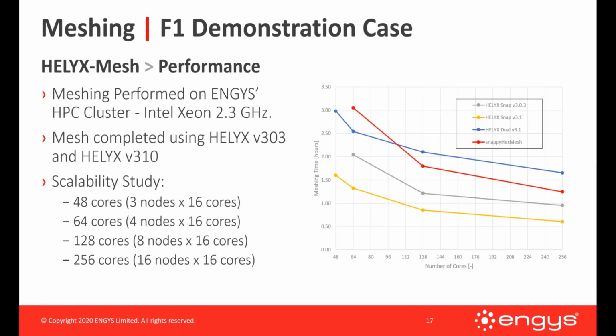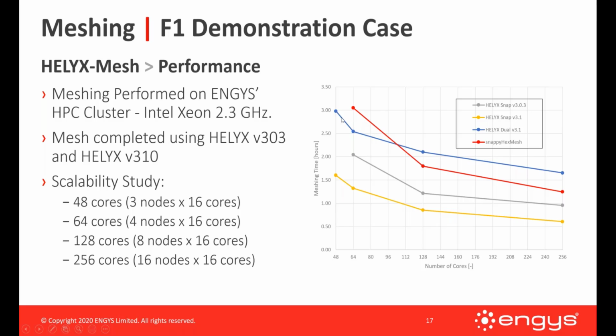So comparing overall performance, this was done on ENGYS's cluster of Intel processors, and this was completed using both HELYX version 3.0.3 and also HELYX version 3.1.0. Again, we're on HELYX version 3.2.1, so I expect these results to improve even more. We did a scalability study from 48 to 64 to 128 to 256. We kept the number of cores per node identical, and we wanted to keep this core count low so that we weren't hitting things like memory bandwidth problems.